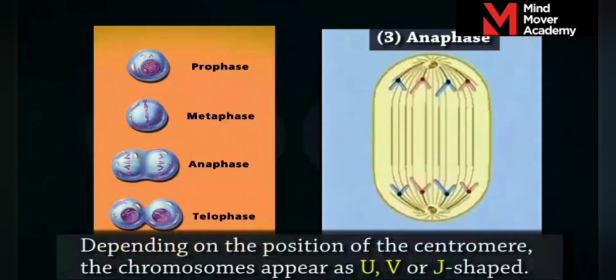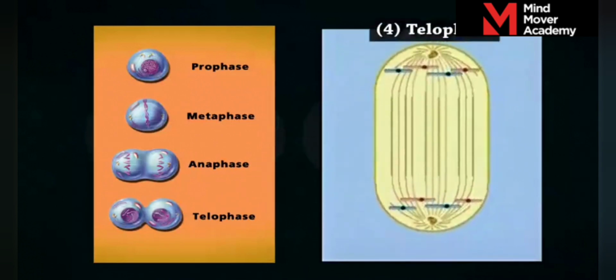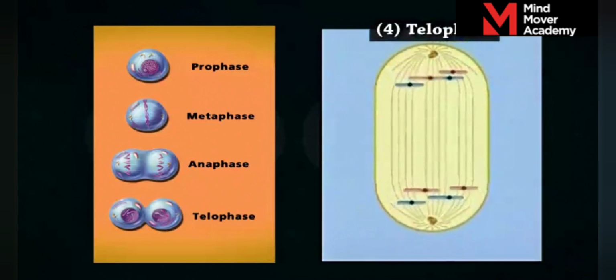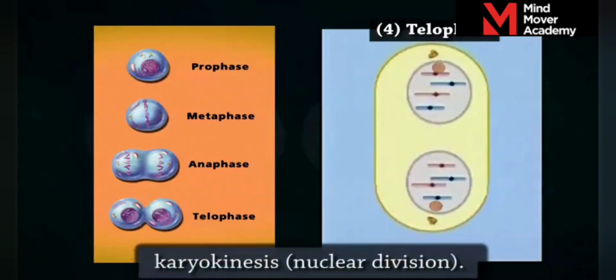Depending on the position of the centromere, the chromosomes appear as U, V, or J-shaped. Anaphase ends when all the chromatids, now behaving like chromosomes, reach the opposite poles. Another phase is telophase. This is the last phase in karyokinesis or nuclear division.